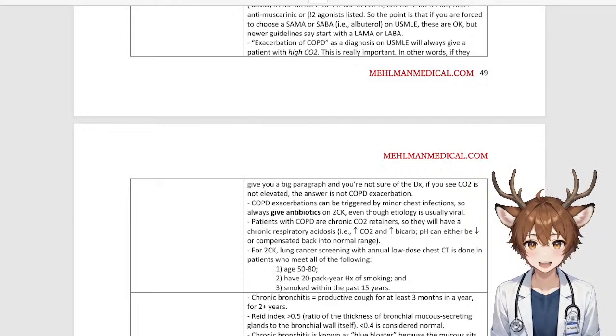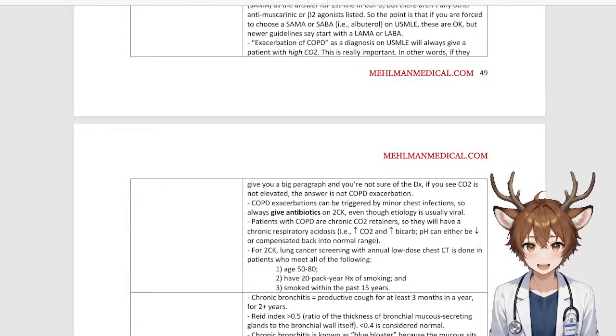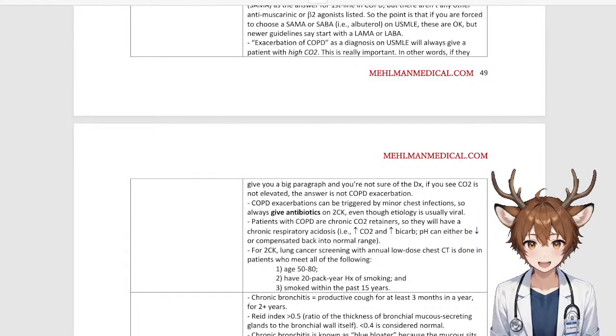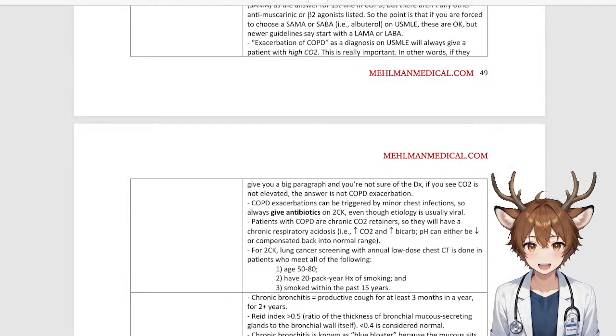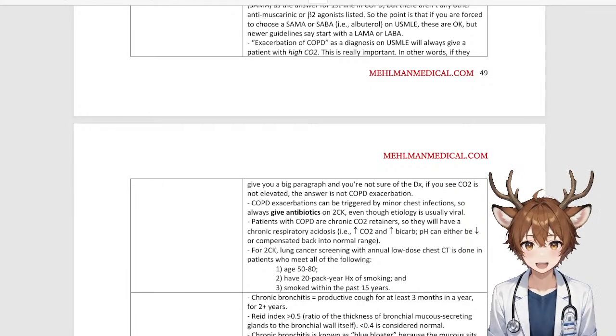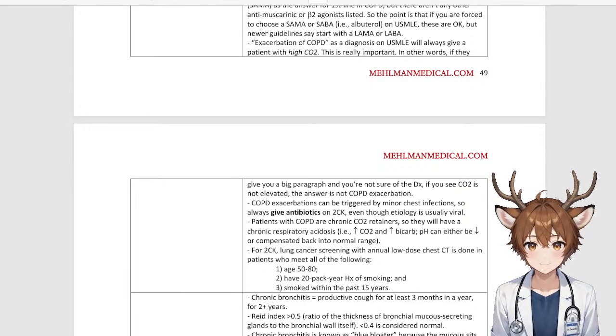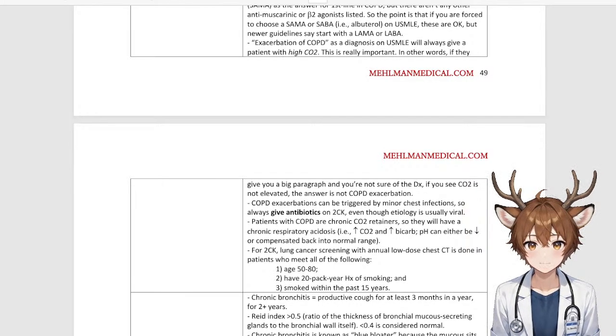preferably over albuterol. Exacerbation of COPD as a diagnosis in USMLE will always give a patient with high CO2. This is really important. In other words, if they give you a big paragraph and you're not sure about the diagnosis, if you see CO2 is not elevated, then the answer is not COPD exacerbation, which would have a CO2 elevation.